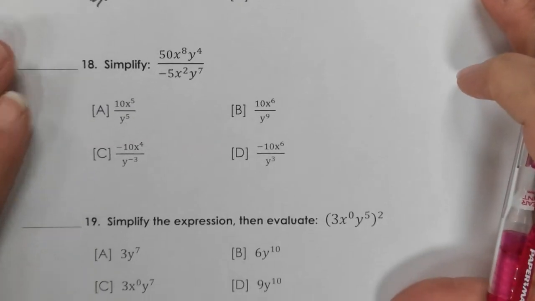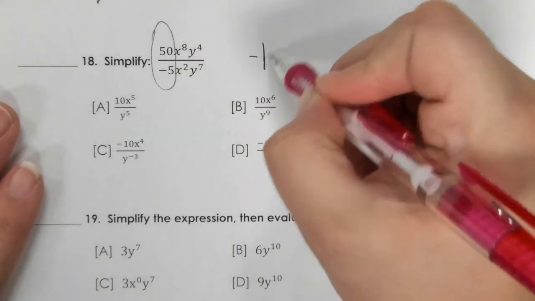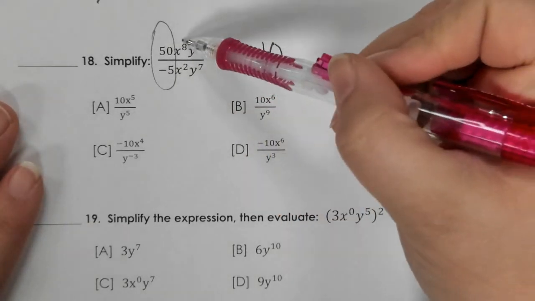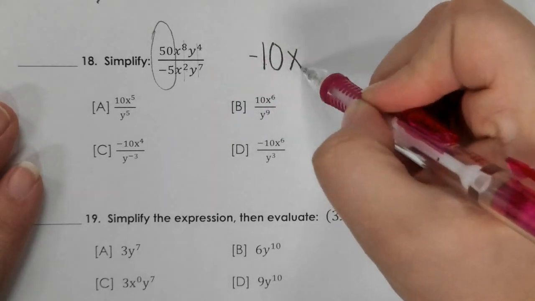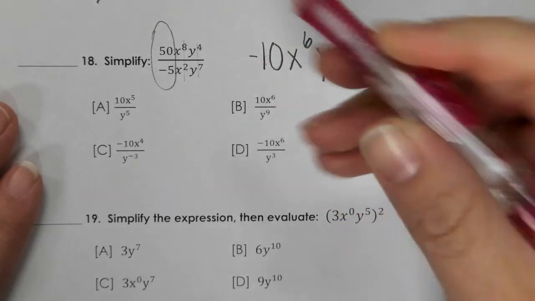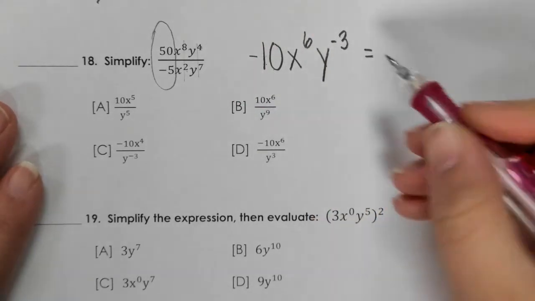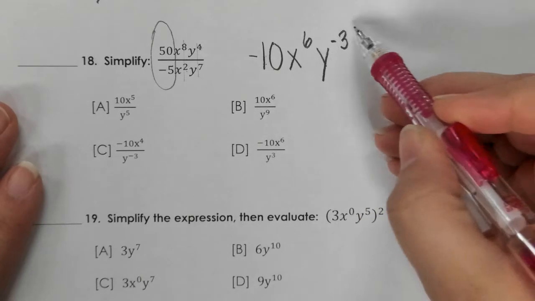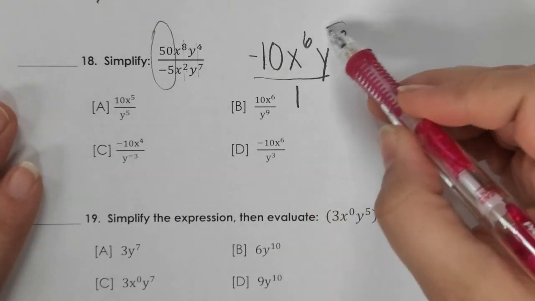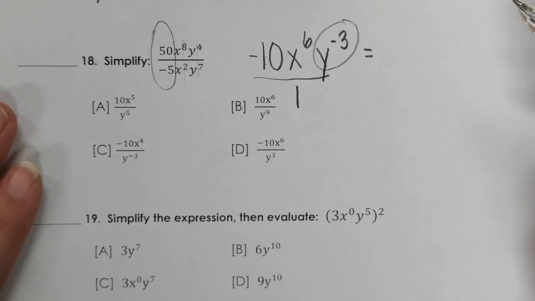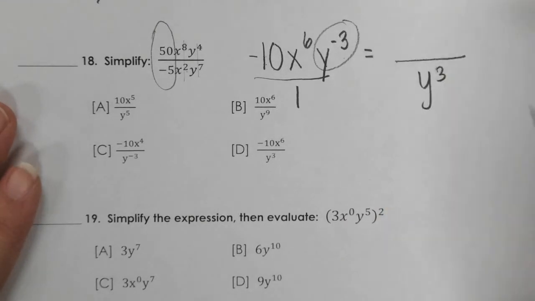In number 18, we would divide the big numbers there and get -10. But then I would subtract my x's, subtract my y's. So 8 minus 2 is 6. And then 4 minus 7 is a -3. But we've discussed that you can't have a negative exponent. So I would put the whole expression over 1, move this to the bottom of the fraction. And when I move it, it becomes positive.